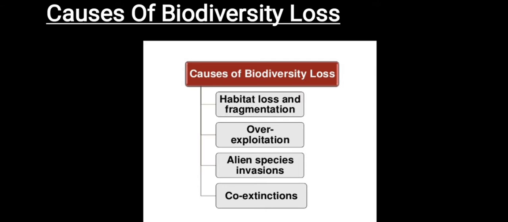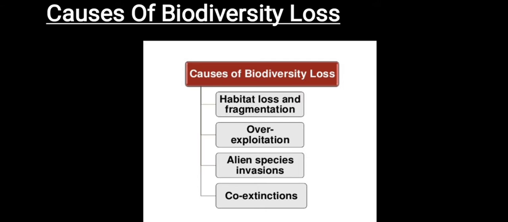Dear children, in the last module, we learned about the mass extinctions. And this accelerated rate of species extinctions that our world is facing is largely due to human activities. And there are four major causes for biodiversity loss. They are habitat loss and fragmentation, overexploitation, alien species invasions, and co-extinctions.